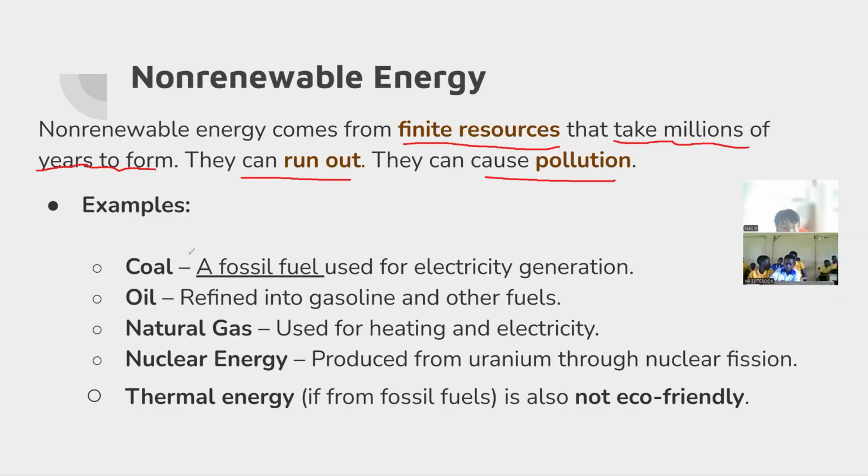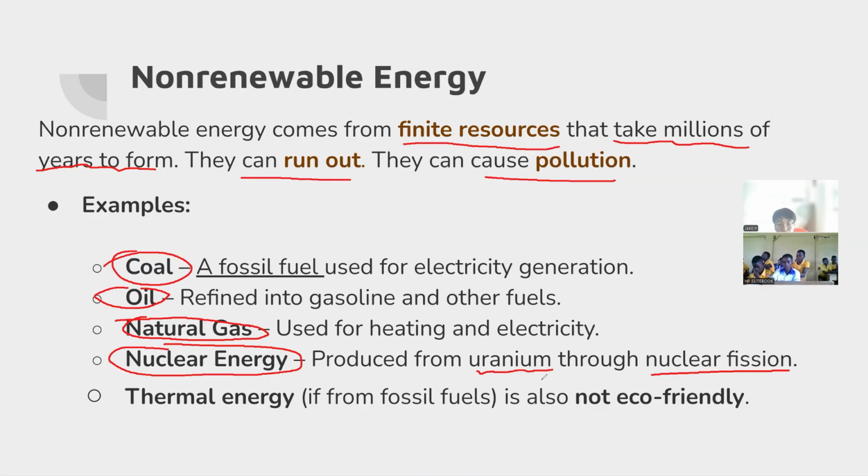Some examples of non-renewable energy: coal is a main non-renewable energy. It's a fossil fuel that is used for electricity generation. We also have oil. We also have natural gas. Also nuclear energy, which is mostly produced from uranium through nuclear fission. Once uranium decays, it produces a lot of energy. But again, it builds up waste. You cannot use uranium again once it's already decayed, and it can cause pollution.